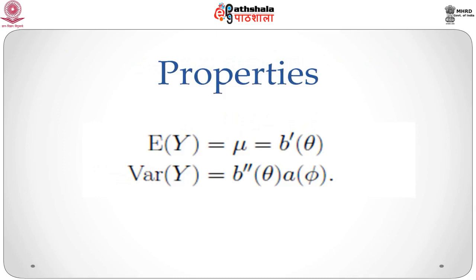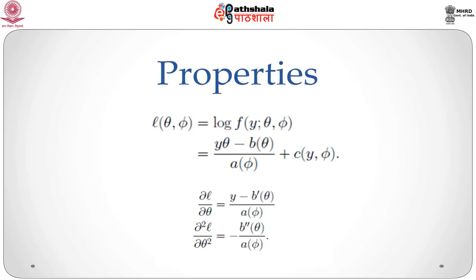The one parameter exponential family has some key properties. First, it is possible to show quite easily that for this family, the expectation of y exists and is given by b dash theta. The variance is given by b double dash theta times the function a of phi.